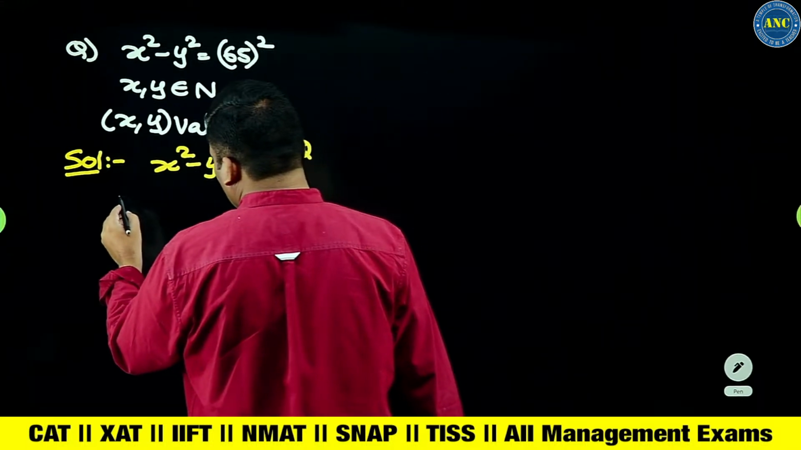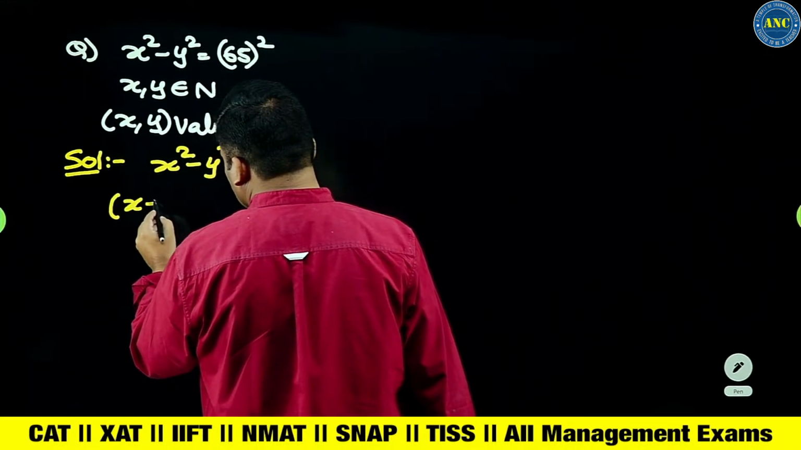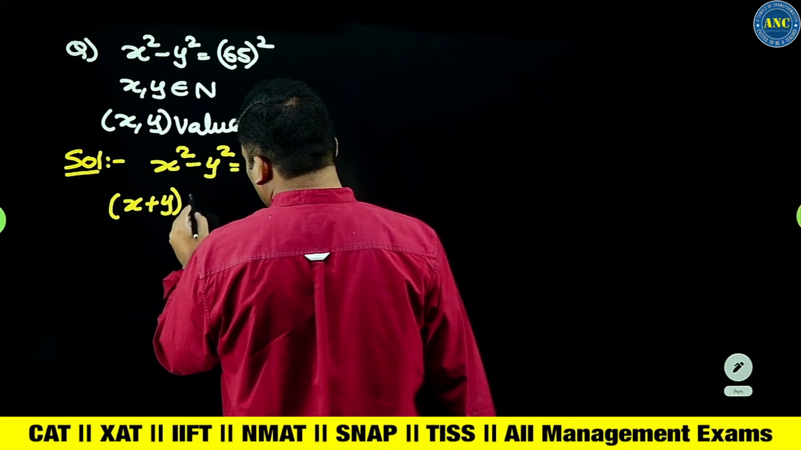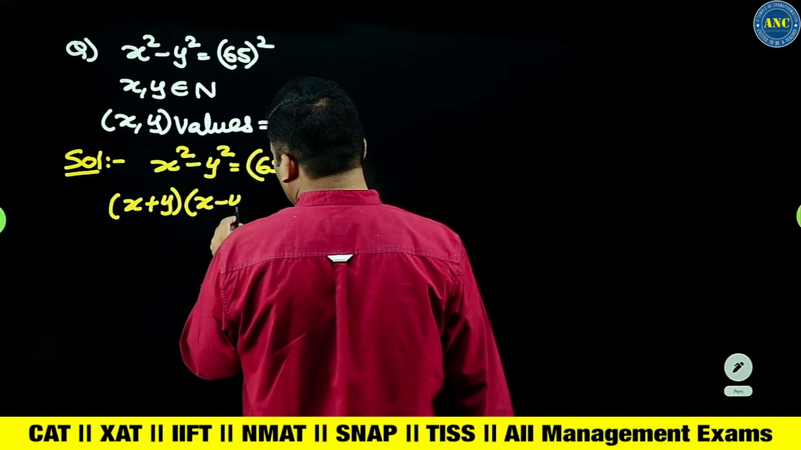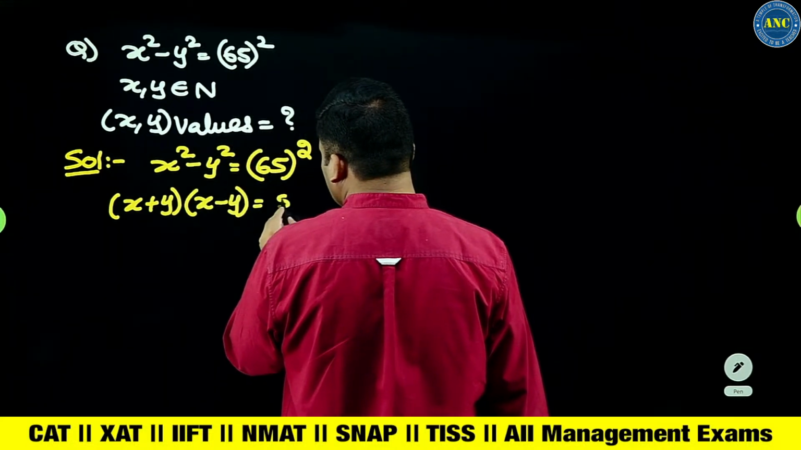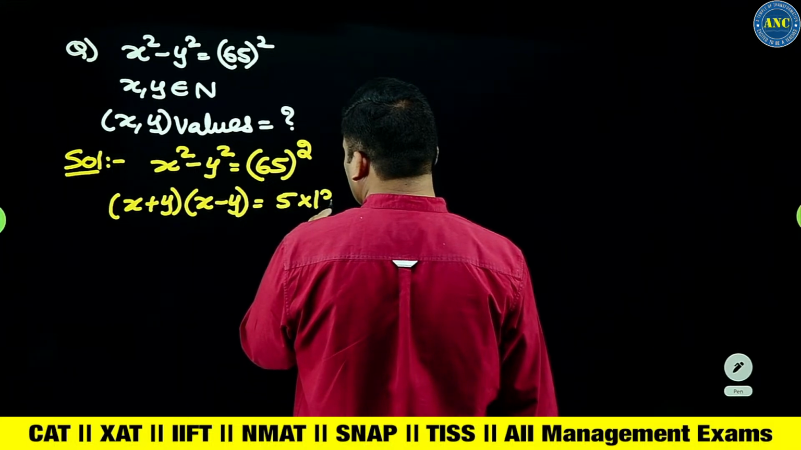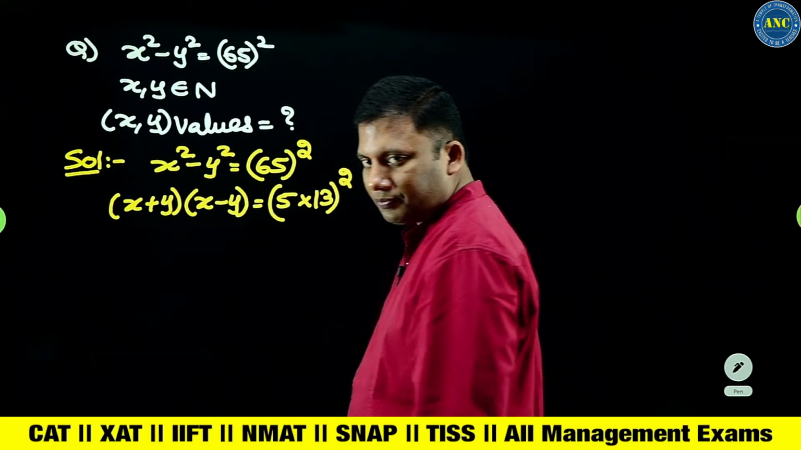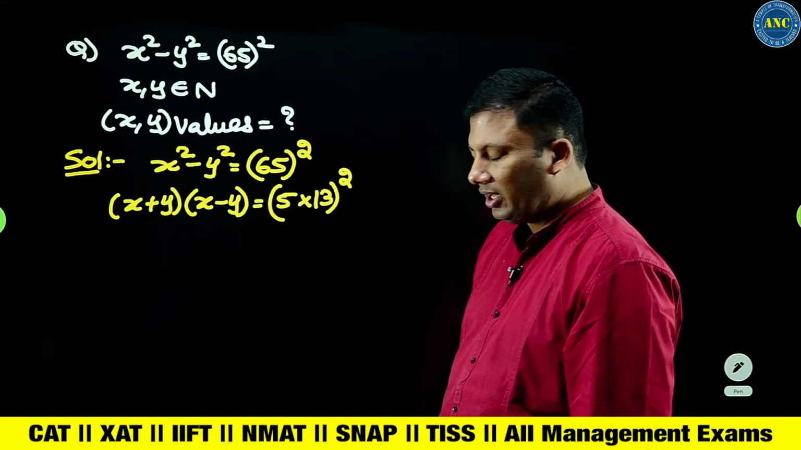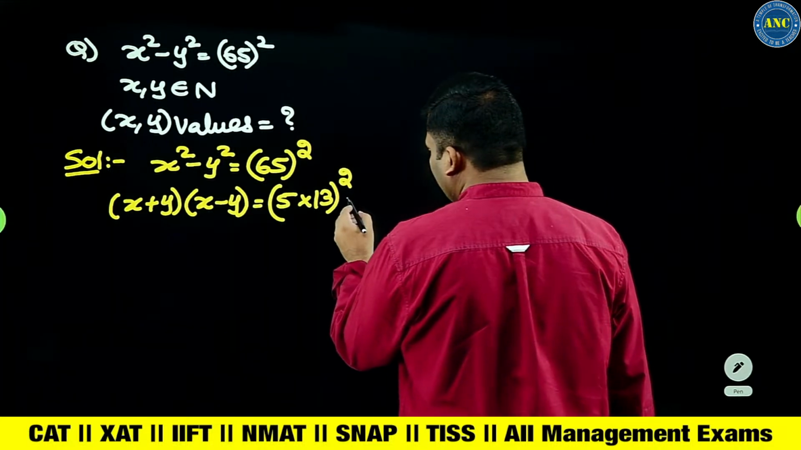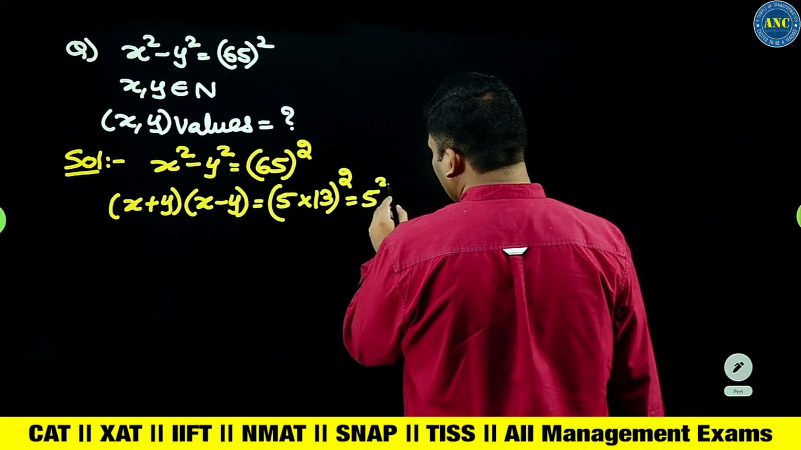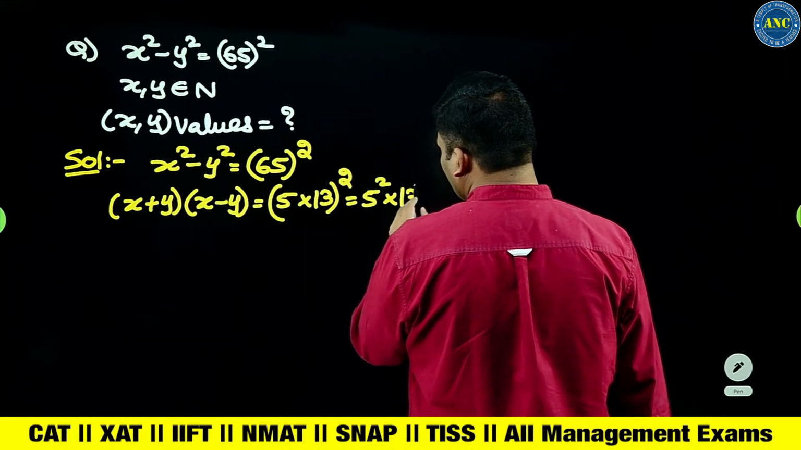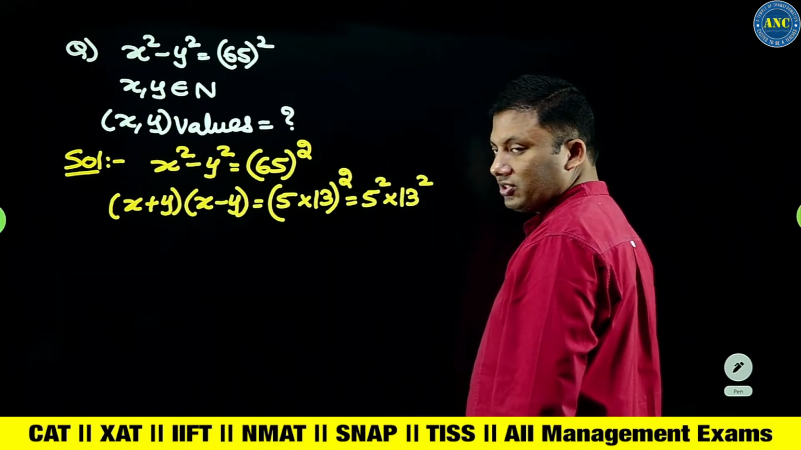So this will become x plus y into x minus y. Write down 65 as a power of prime basis. It is 5 into 13 whole square. So this will become 5 square into 13 square.